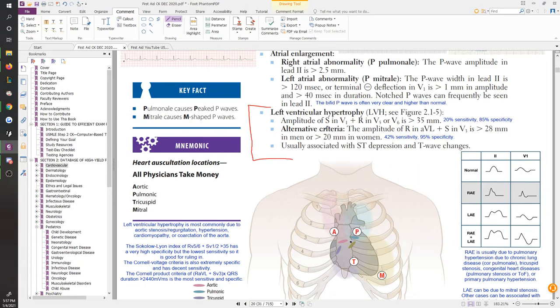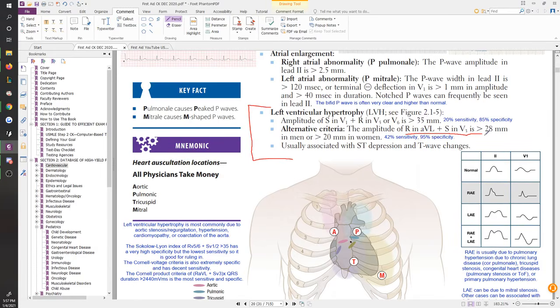So then you have this alternative criteria. The alternative criteria is to look at the amplitude of the R wave in aVL and the S wave in V3. Now sure, let's assume this might be something easy to do, but how are you going to remember this? Right? There's no way to really effectively remember, oh, let me look at the R wave in aVL and the S wave in V3. It's really annoying. That's not something that's going to work so well.